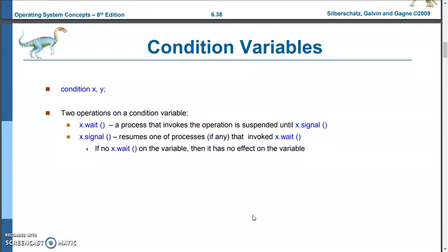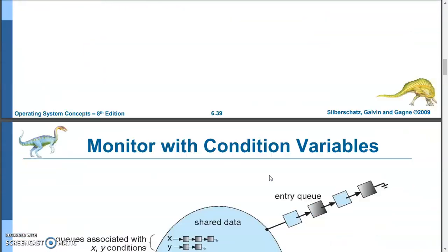We are using two condition variables in the monitor concept, x and y. There are two operations implemented on those variables, for example x.wait, x.signal, y.wait, y.signal, and so on. A process that invokes the wait operation is suspended until x.signal is invoked. x.signal resumes one process, if any, that invoked x.wait. If no process has invoked x.wait on the variable, then it has no effect on the variable.